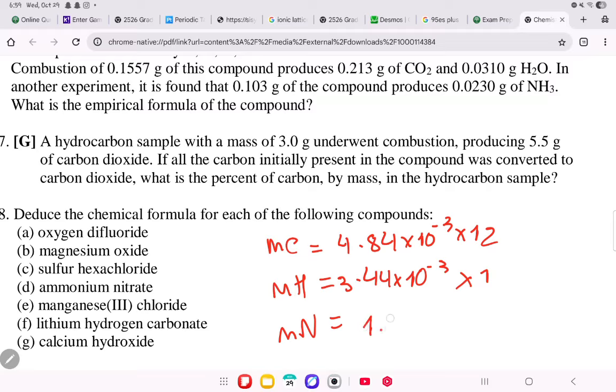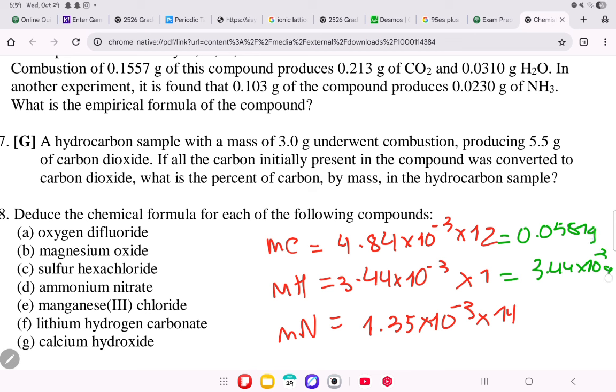Right? And then we will get what? We will get the respective masses. So this is going to be 0.0581 grams. This is going to be the same, which is 3.44 times 10 to the power of minus 3 grams. And then this is going to be 0.0189 grams. Now that we have all of the masses saved, what can we do now?